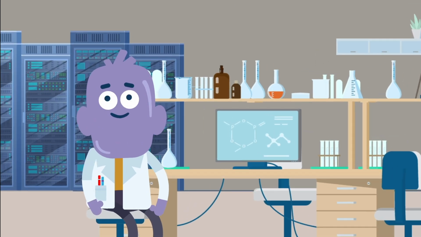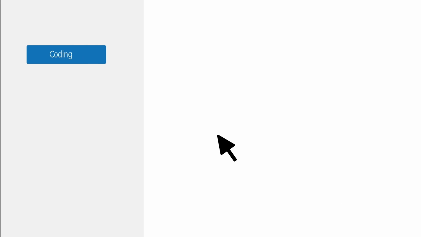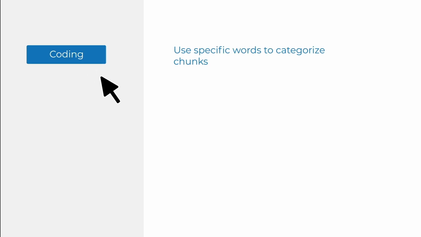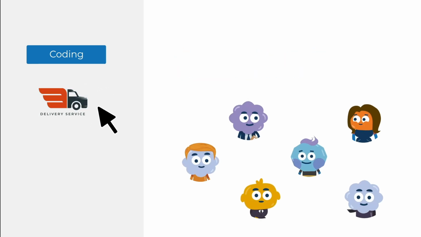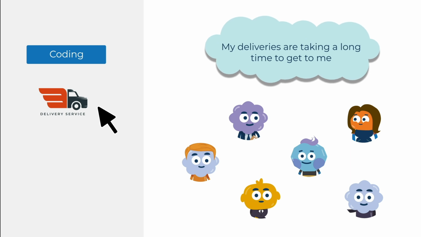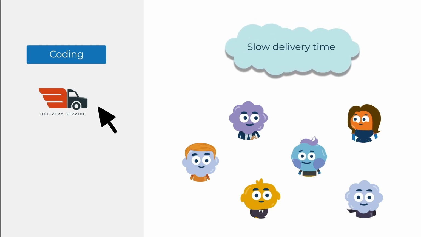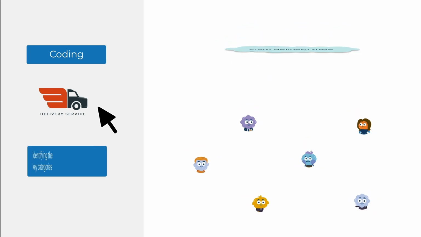There is one main technique that will help you be effective in organizing and exploring your data. This technique can be broken down into 2 steps. Coding is using specific words to categorize chunks of text in an interview transcript to outline points of interest. You'll want to look for phrases or aspects that are repeated across user interviews. For example, let's say you're conducting interviews about food delivery apps. If you see that many users are saying, "My deliveries are taking a long time to get to me," then slow delivery time could be a code you use.